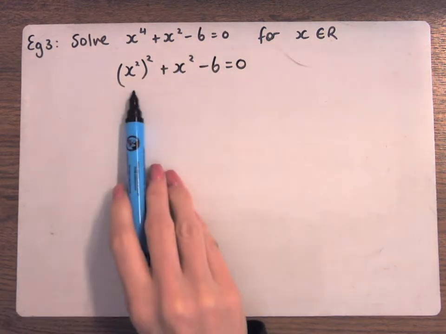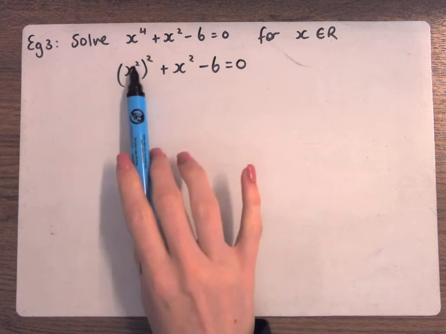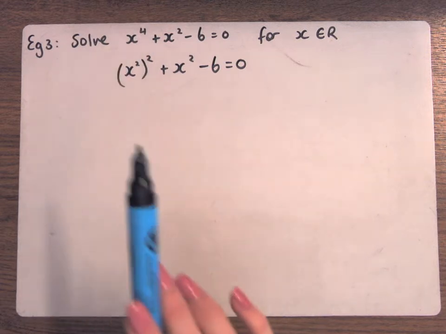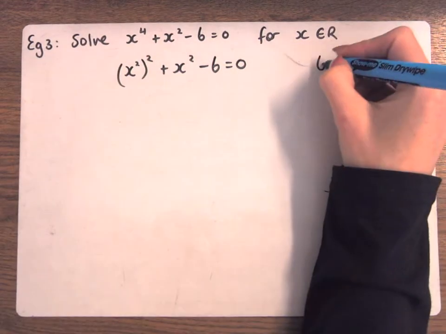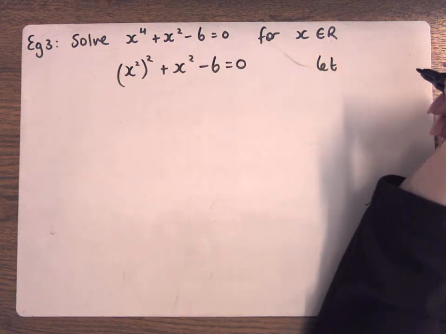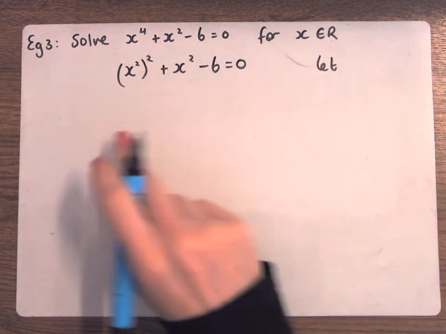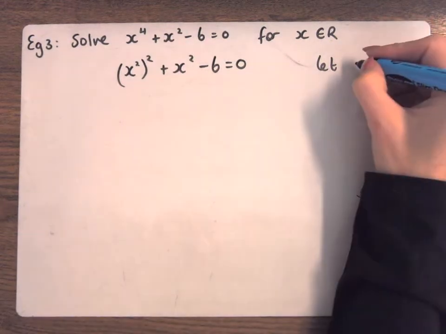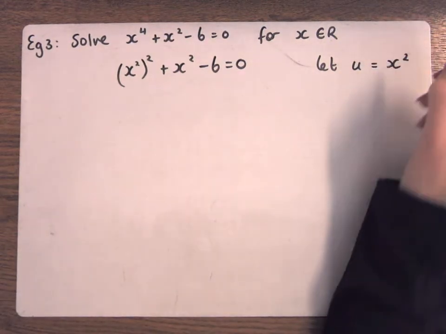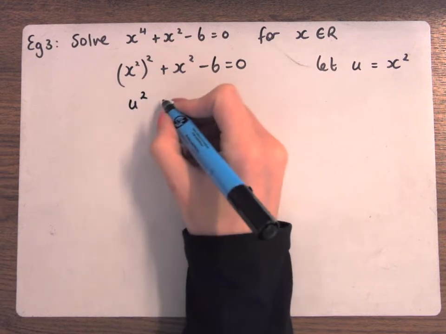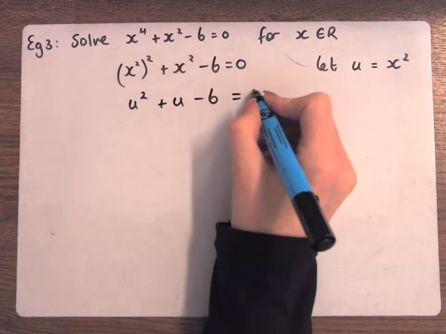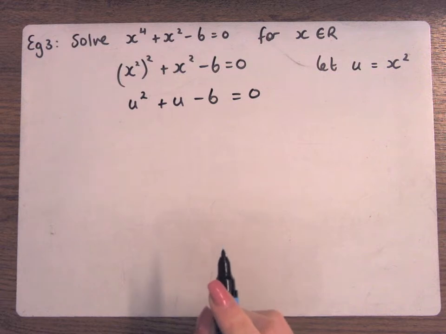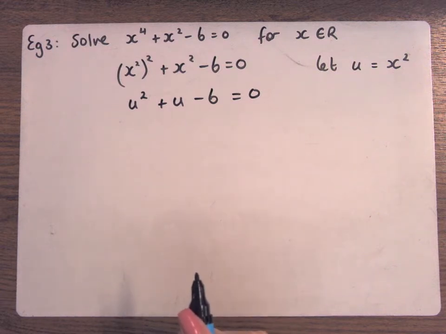X to the power of 4 can be written as x squared to the power of 2. Power, bracket, power, you multiply them, so that's where the 4 came from. So if I want this to be a quadratic, what do I have to let u equal? X squared. And then I'm going to get u squared plus u minus 6 equals 0. You always use u? Yeah, generally you'd use u.